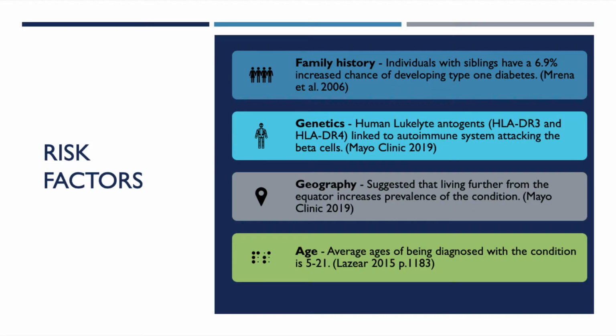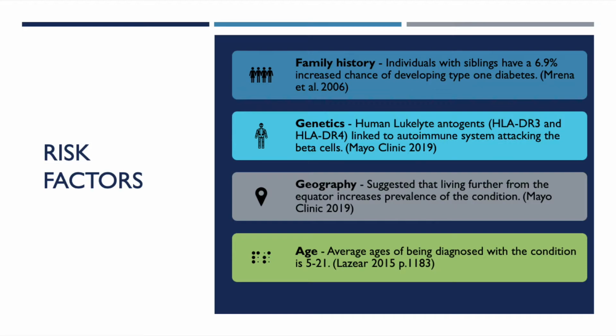Risk factors of type 1 diabetes. It is unknown what causes the autoimmune reaction that leads to the destruction of the beta cells. Therefore, a clear link between type 1 diabetes and outside factors is difficult. However, there are factors that increase the possibility of developing type 1 diabetes. These include family history, genetics, geography, and age.